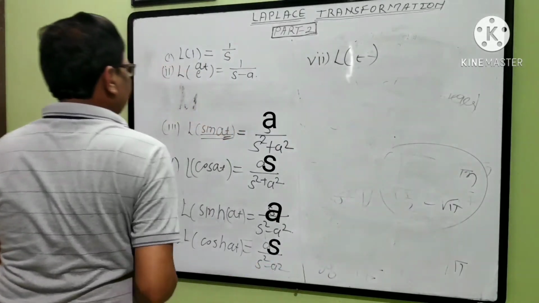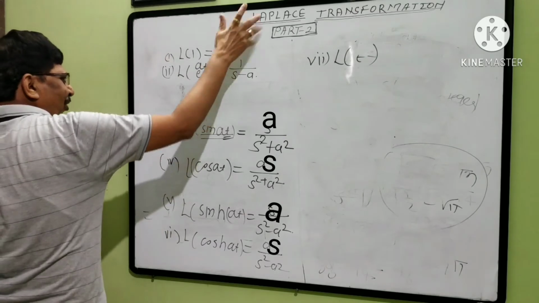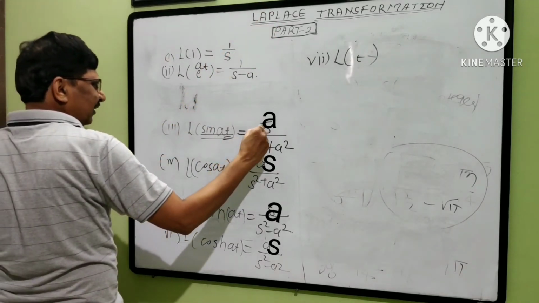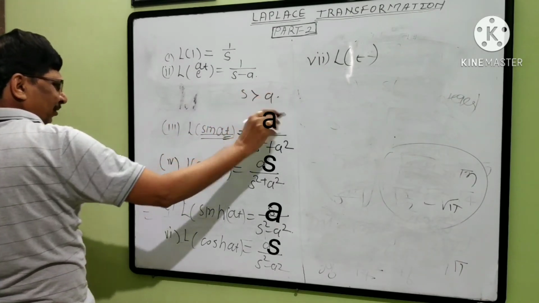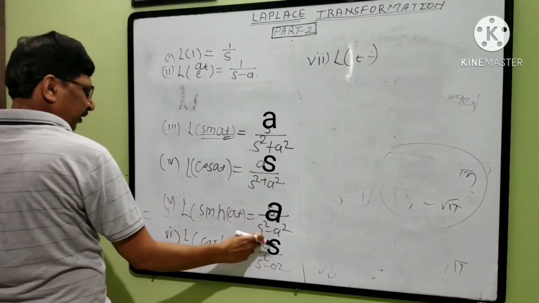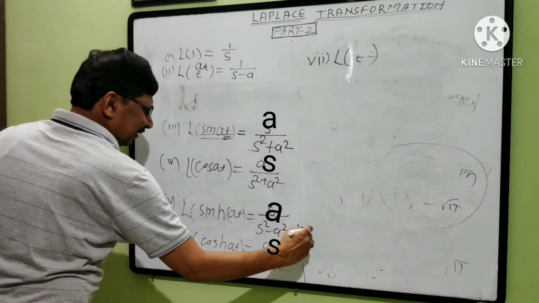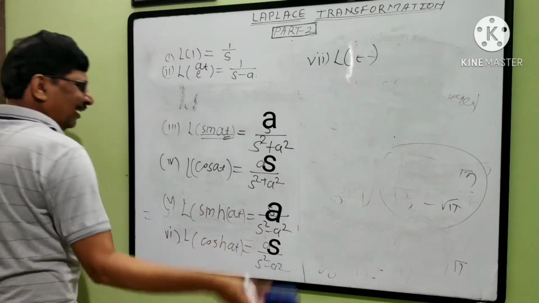Number 1, Laplace transformation. Of course here s is greater than a. I have not written the condition, but these are the obvious conditions. Not necessary to write, but s is greater than a. Here also mod s is greater than a because this must be positive. That's why these conditions are given.